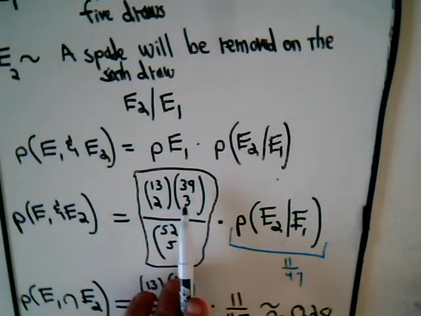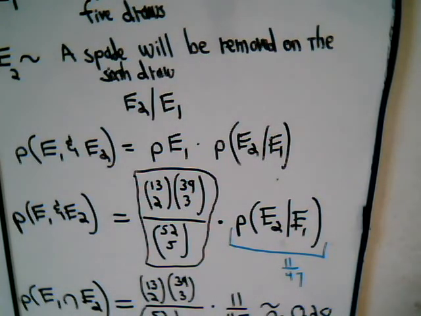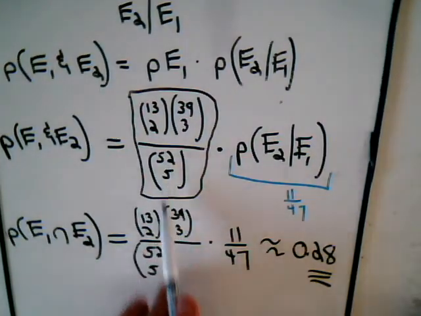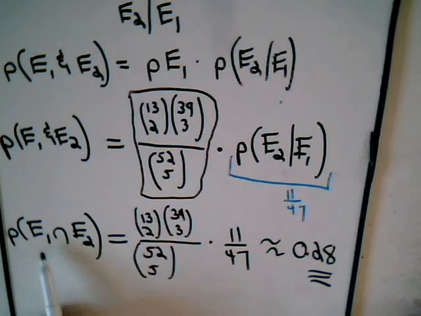The total number of ways that we can remove 2 spades and 3 non-spades from the deck during the first 5 draws divided by the total number of ways that you can remove 5 cards from the deck. Then, when that event takes place, we've changed the composition of the deck. Now there's a total of 47 cards in the deck. 11 of them are spades, so the probability of drawing a spade out of the deck is 11 over 47. So multiply this times 11 over 47, and that gives us our joint probability of removing 2 spades during the first 5 draws and removing 1 spade out of the 6th draw from the deck.